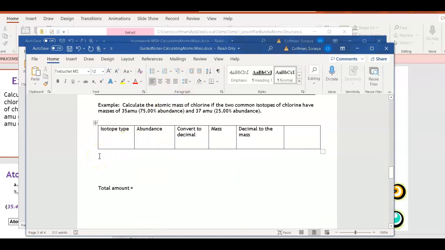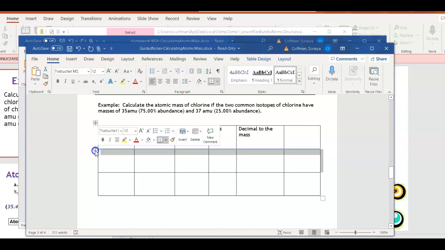So here's the problem set. I'll try to get through 2. If it stops at 15, I won't be able to. So calculate the mass of chlorine with 2 common isotopes that have the mass of 35 with an abundance of 75% and 37 AMUs and 25% abundance. Okay, so I just made this chart. Pretty simple, pretty easy. Recommend doing this by hand, not typing, a lot easier.